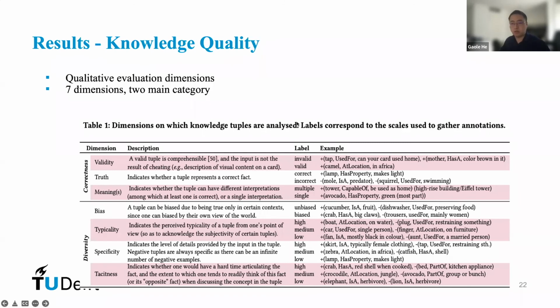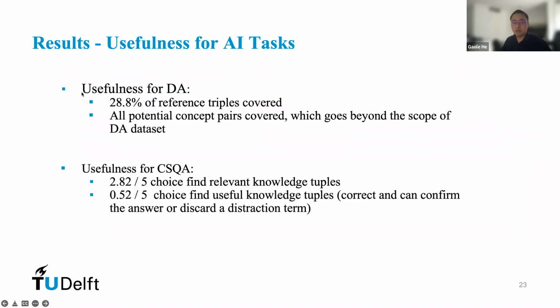To assess the usefulness of knowledge collected for discriminative attribute datasets, we calculated the coverage of reference triples used to create the game boards. In our experiment, 28.8% of triples are covered. Meanwhile, all potential concept pairs of the discriminative attributes are covered, which goes beyond the scope of the original dataset.